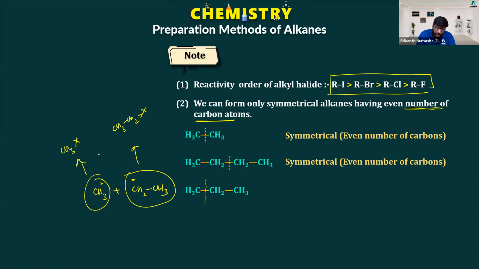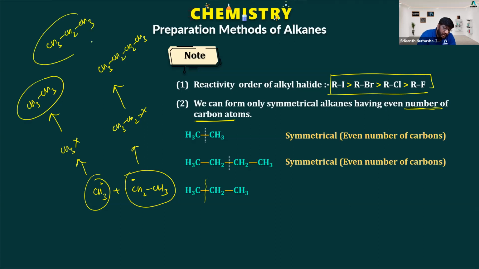So if I take two different alkyl halides, I'll be getting a mixture of products. Because if I take this alkyl halide, I can also have a possibility of generating CH3 CH3, CH3 CH2 CH2 CH3, and CH3 CH2 CH3. These three compounds can also be formed whenever I take two different types of alkyl halides.